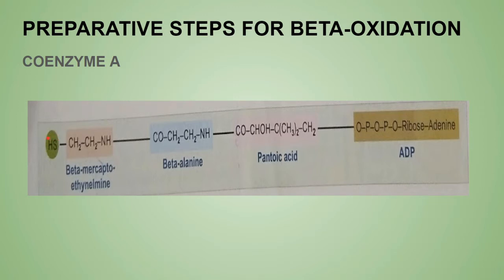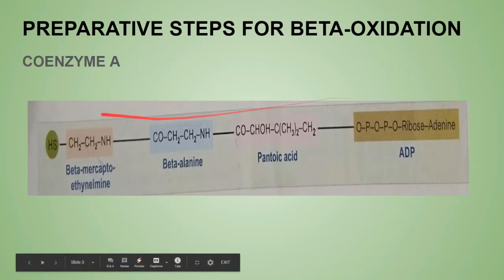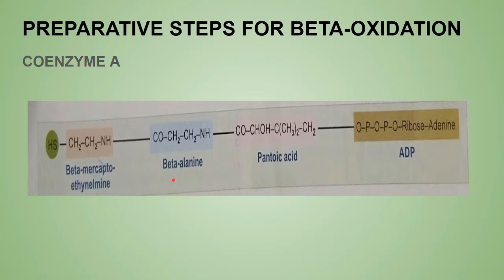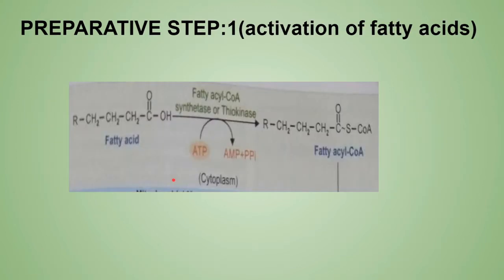What is acyl-CoA? Just know the difference between acyl-CoA and acetyl-CoA. Acetyl-CoA means the connection of acetic acid along with the coenzyme, while acyl-CoA means the connection of any fatty acid along with the coenzyme. So over here, just remember, beta mercaptoethanolamine will form a thioester bond with the acyl-CoA. So this is the structure of coenzyme A, a very important structure for this beta oxidation purpose.